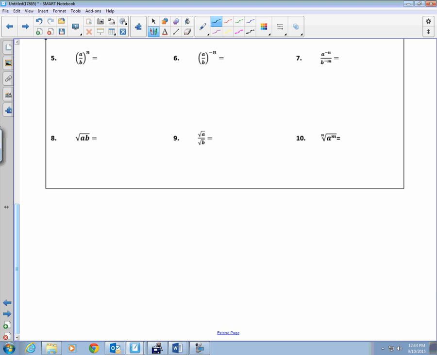All right, a over b to the nth. Same thing here. We could distribute a to the nth over b to the nth. What if we have a negative exponent for number 6? Flip them, so it becomes b to the nth over a to the nth. Again, 7. What are you going to do? B to the m over a to the n.